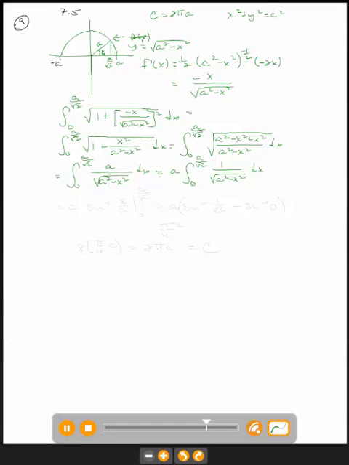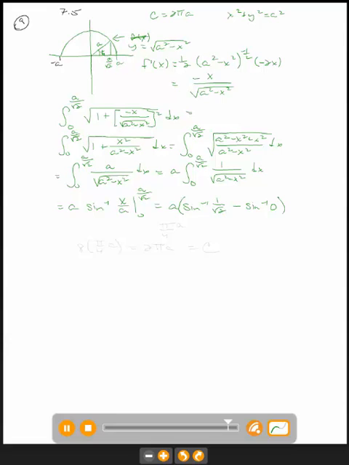Oh, now this looks like an arc sine. This is the arc sine of x over a, from 0 to a over the square root of 2. So now I plug and chug. We get a times the arc sine of a over the square root of 2 over a, which is just 1 over the square root of 2, minus the arc sine of 0, which is just 0. And when is the sine 1 over the square root of 2? Rationalized, that's square root of 2 over 2, which would be pi over 4.